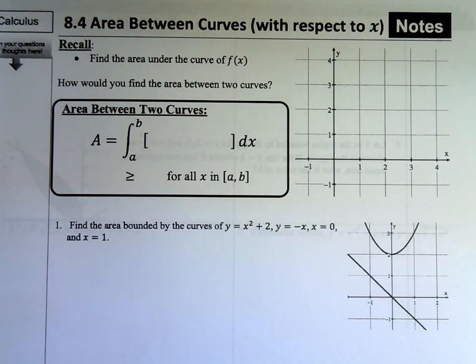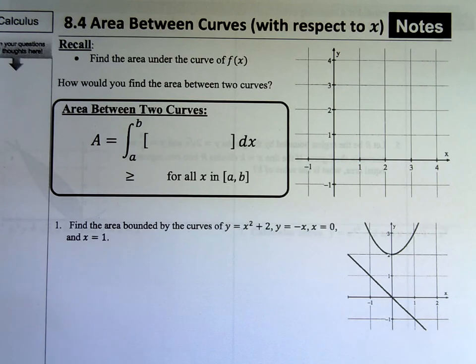All right, kids, here comes section 8.4. This is the area between curves with respect to x. The next section is going to be with respect to y. I'll talk about the difference between the two in a minute here. So, finding the area under the curve.